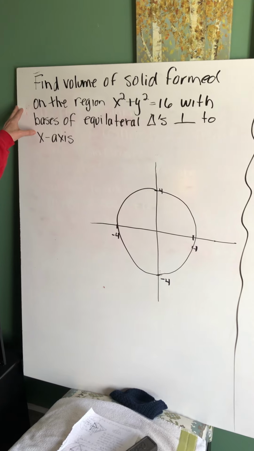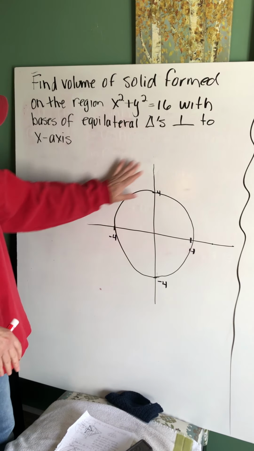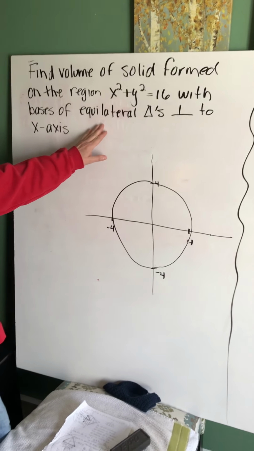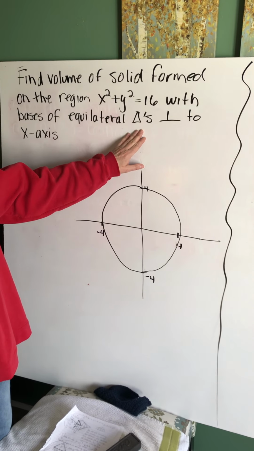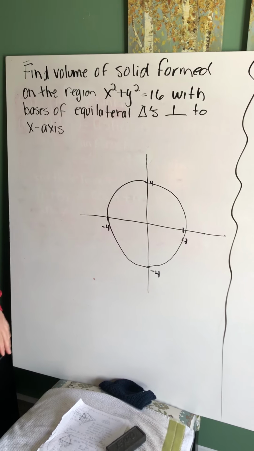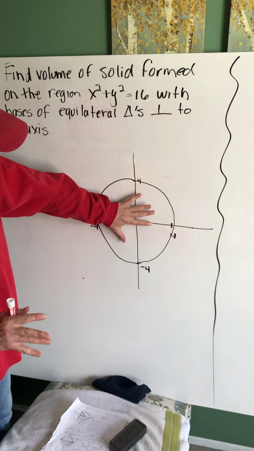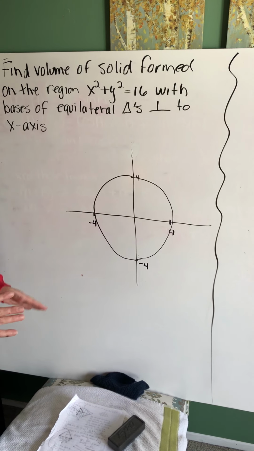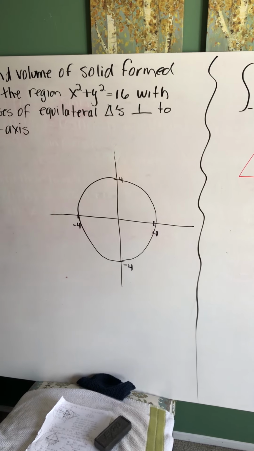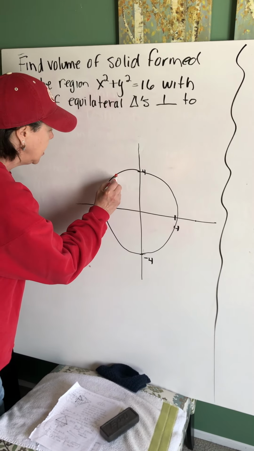Find the volume of the solid formed on the region x squared plus y squared equals 16. Of course, that's a circle of radius 4 with a base of equilateral triangles perpendicular to the x-axis. So what that means is here is our region, and what we're going to do is set on top of this region a base of an equilateral triangle. It might look something like this.